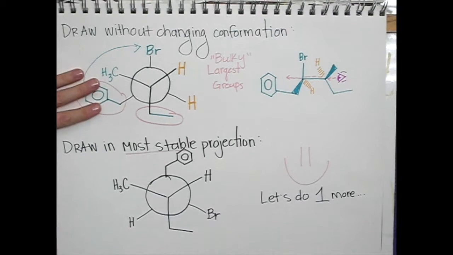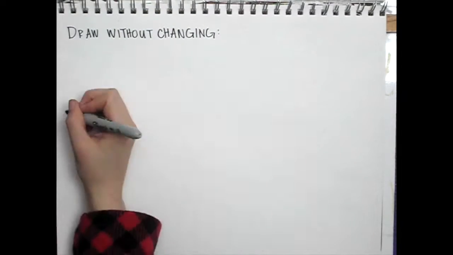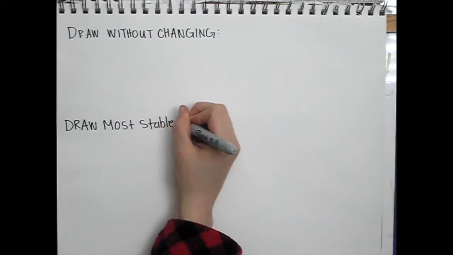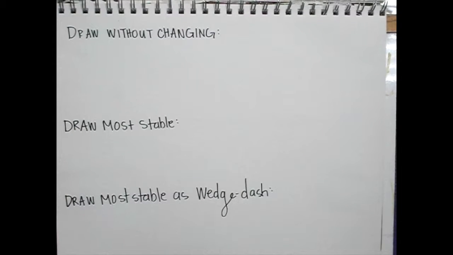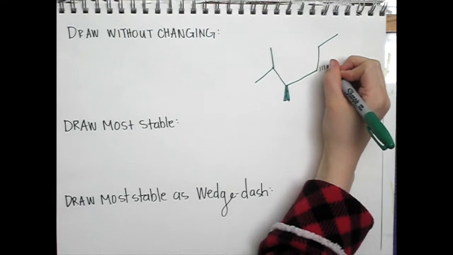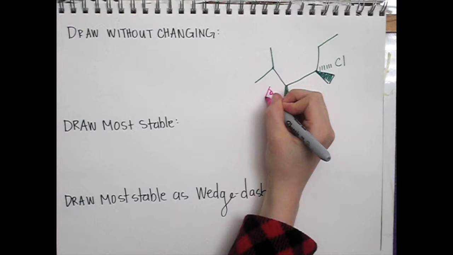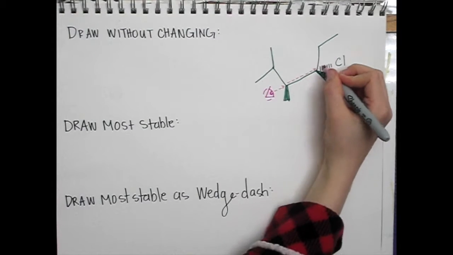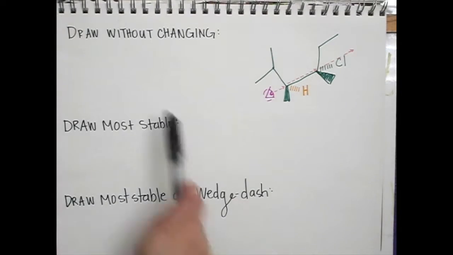Okay, here's the last one. It's the same drill, so we'll draw without changing conformation, and then we'll draw in the most stable. And then we're going to draw most stable as a wedge dash structure. Okay, we have our perspective. And we added hydrogens where we needed to.